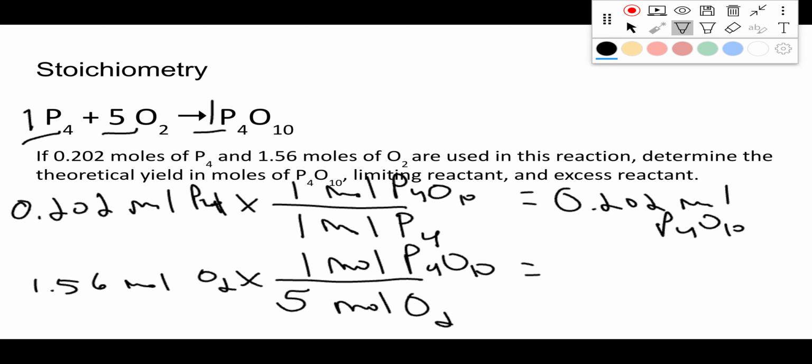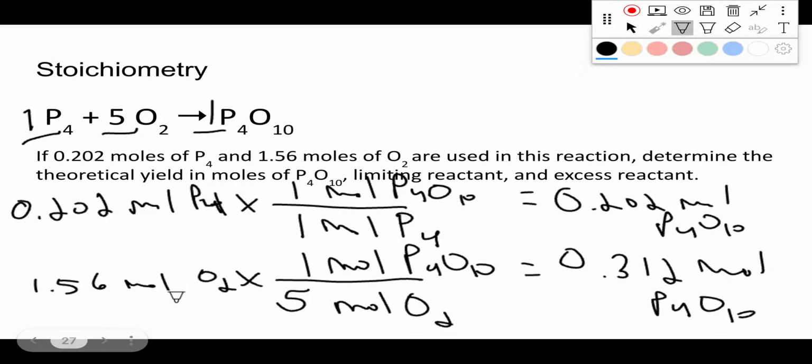But then the other one, I can't do mental math with that one, so I'm going to do 1.56 divided by 5 in my calculator. It comes out to 0.312. This has 3 sig figs. My answer also needs to have 3 sig figs, so it's going to be 0.312 moles of P4O10. That's step 1, is convert both of your reactants to the same product, same unit.